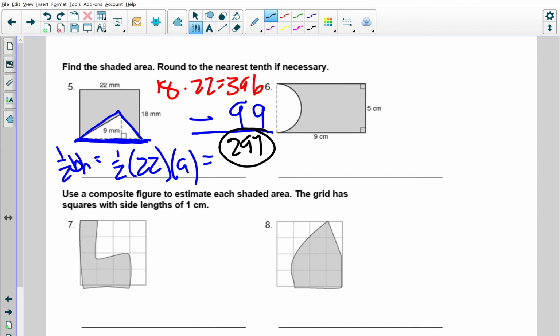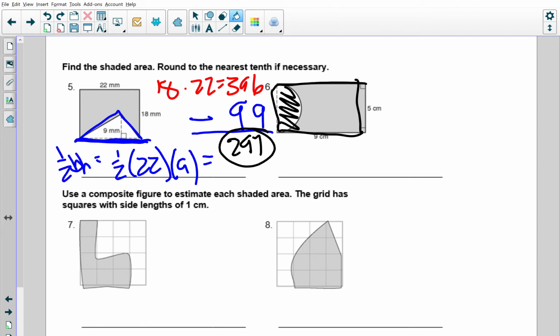Number 6 over here, what do we need to do? We want to calculate the area of the whole rectangle and subtract out the semicircle. Semicircle, for those of you that didn't watch the mistake correction video, we have to remember there's a half thing going on here. Oh, that's paint, not erase. Get it together, dude. Okay.